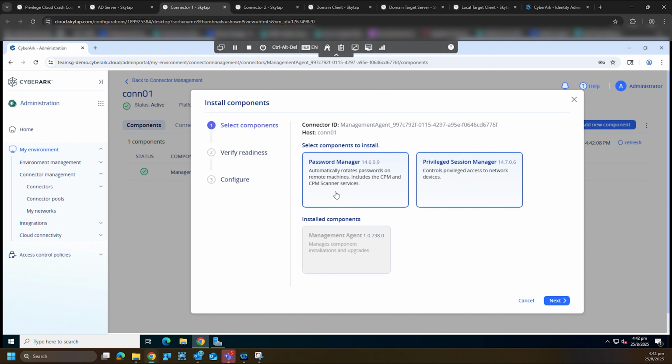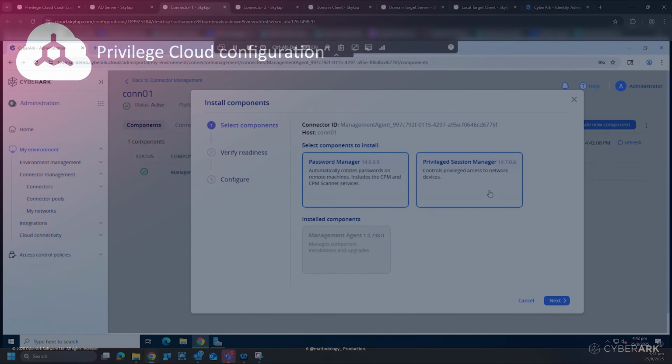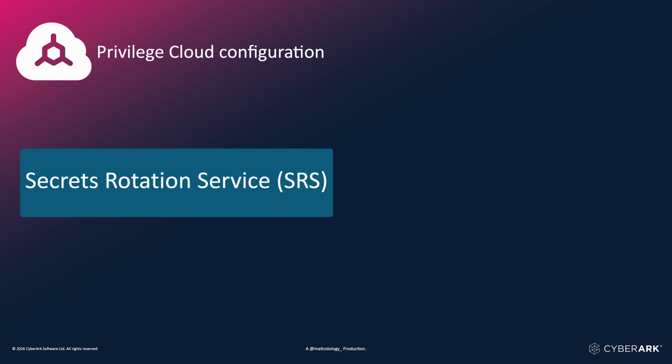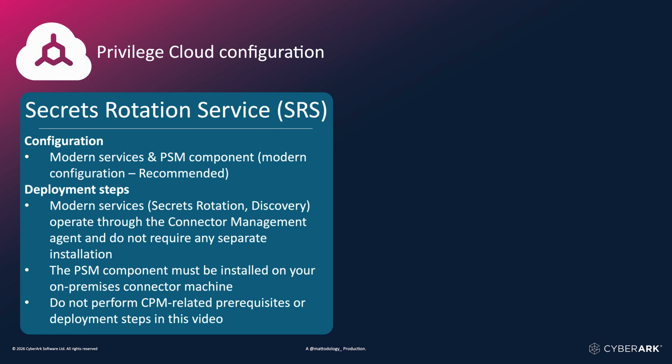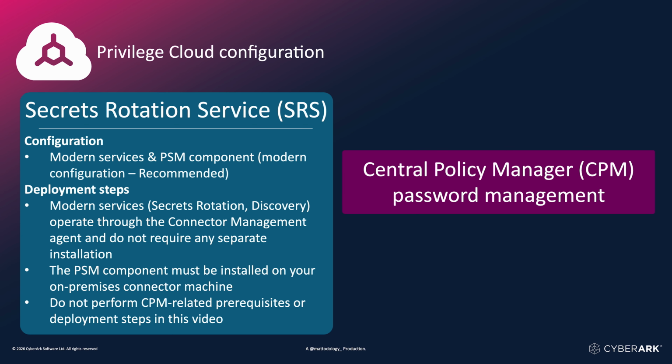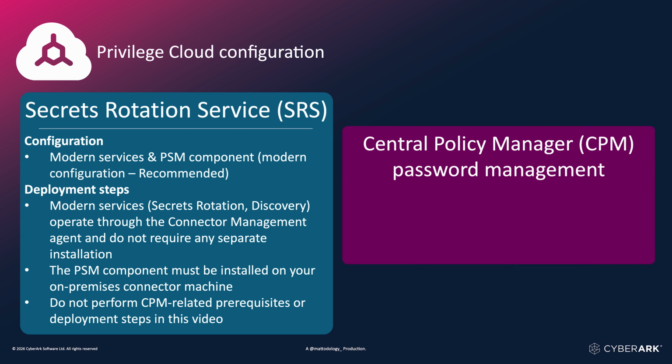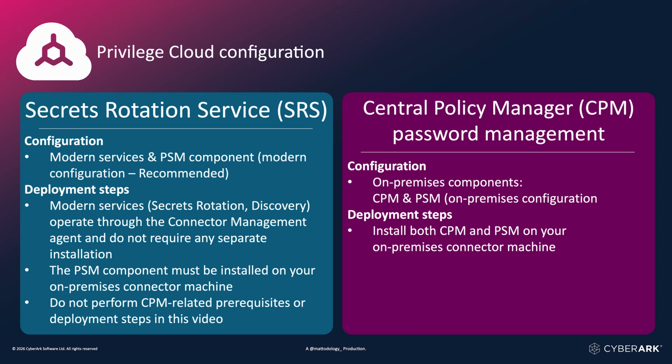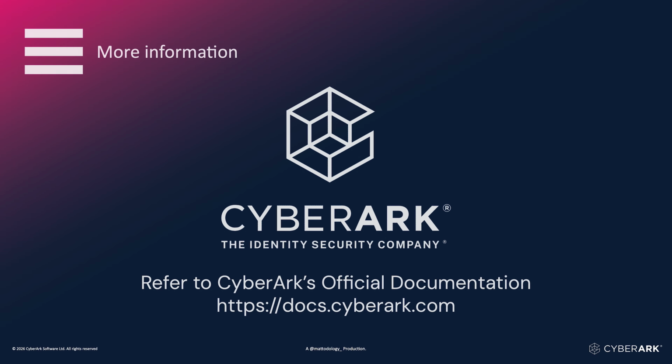When adding new components, review the available options. If the CPM option is absent, your system is set for SRS and PSM. For modern service deployments, the Connector Management Agent covers secrets rotation and discovery, with no separate installation required. Just install the PSM component and skip the CPM-related setup. For on-premises deployments needing both CPM and PSM, install both components. For more information, always refer to CyberArk's official documentation.